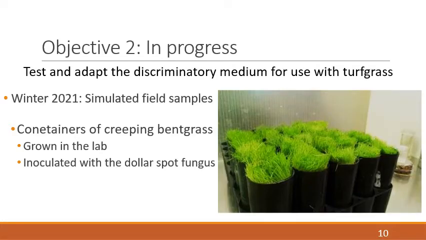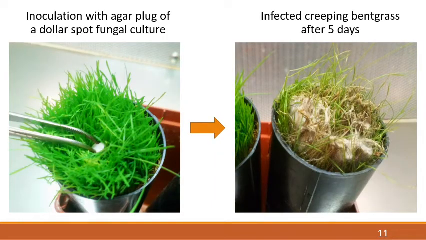Once a preliminary discriminatory medium was determined, we proceeded to tests with turfgrass samples. During the winter of 2021, we seeded containers with creeping bentgrass and grew them in the lab. This was to minimize external contamination for initial testing. Once grown, each container was inoculated with an isolate of the dollar spot fungus with a known sensitivity to propiconazole. Once symptoms of dollar spot were observed, the leaf blades were sampled and placed on the discriminatory medium for testing.